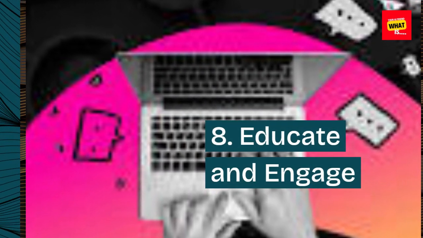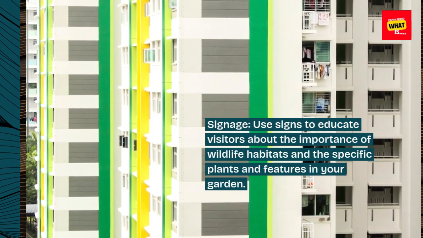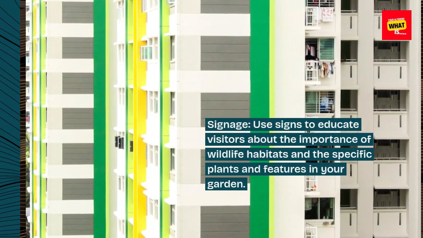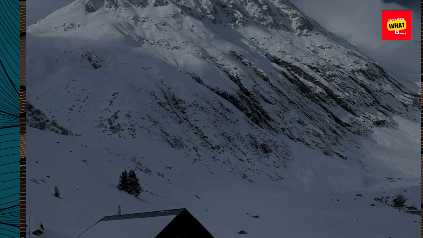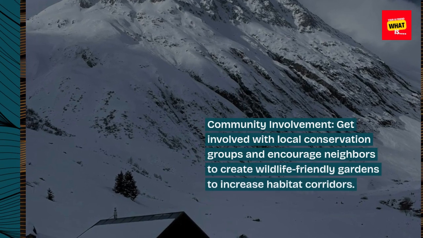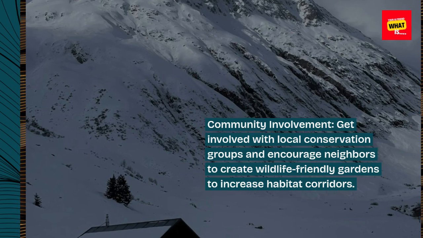8. Educate and engage. Signage. Use signs to educate visitors about the importance of wildlife habitats and the specific plants and features in your garden. Community involvement. Get involved with local conservation groups and encourage neighbors to create wildlife-friendly gardens to increase habitat corridors.